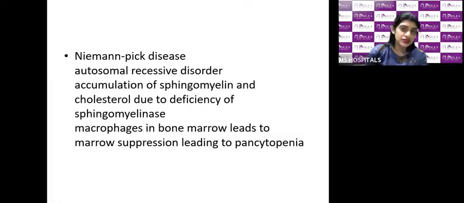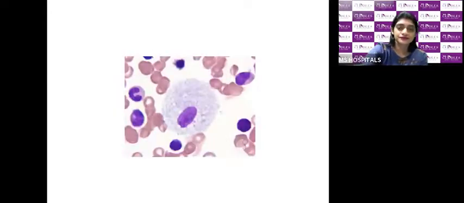Niemann-Pick disease is an autosomal recessive disorder with accumulation of sphingomyelin and cholesterol due to deficiency of sphingomyelinase. Macrophages in the bone marrow lead to marrow suppression, leading to pancytopenia. This is the picture. You can see the Niemann-Pick.